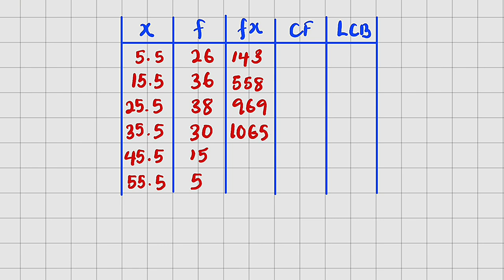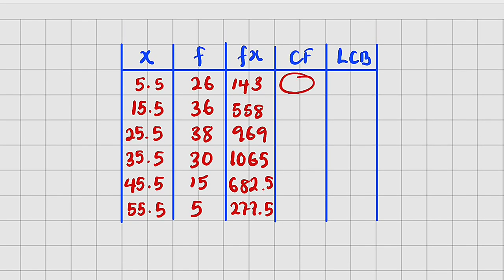Then we take 45.5 multiplied by 15. That is 682.5. Then lastly, we have 55.5 multiplied by 5. That is 277.5. Then cumulative frequency. The first cumulative frequency is equivalent to the first frequency as always. So you write 26 here. Then you take this 26, you add it to 36. That's going to give us 62 exactly.